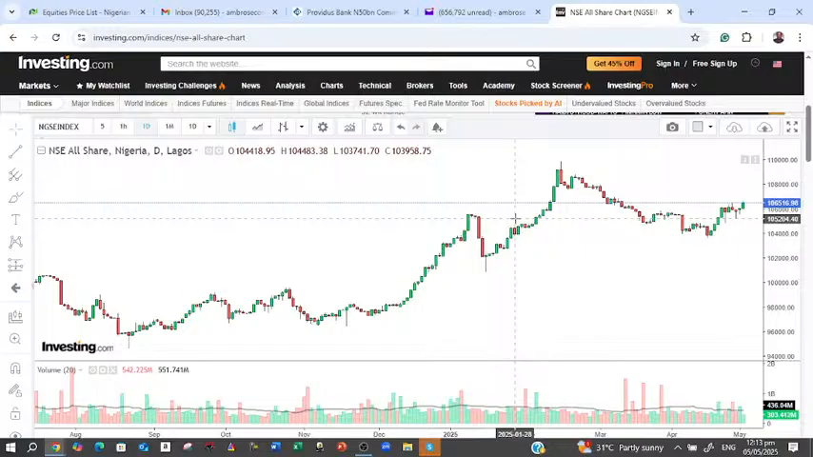Going to Africa, we were seeing a mixed market. Most of the African markets are in green, only a few are down. I tell you that NGX is part of those African markets that is in green now.